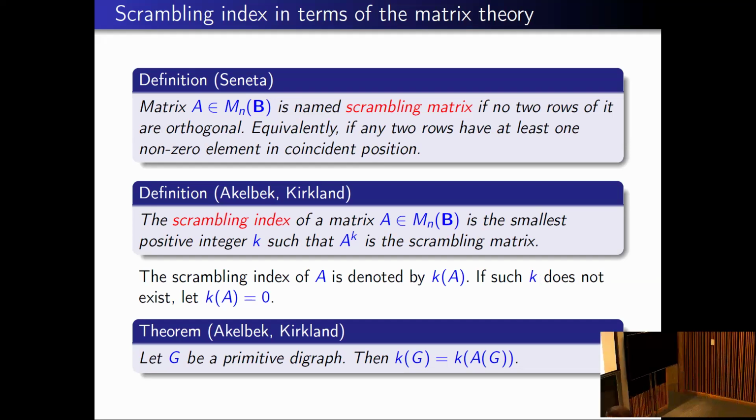Orthogonal? You mean orthogonal? No, element-wise. I consider them as vectors, 0, 1 vectors, nothing special. In the 0, 1. Yes, for example, I'm dealing with sign patterns. So here there are Boolean elements. Again, I'm searching for the smallest power such that I will arrive at a scrambling matrix. And sometimes it is easy to compute. It is much easier to compute such a power.